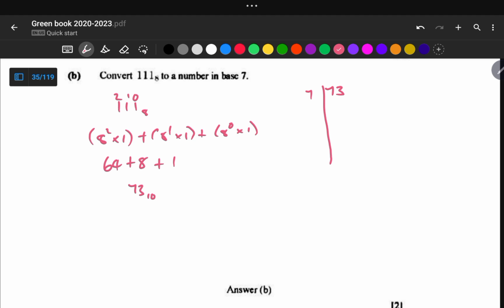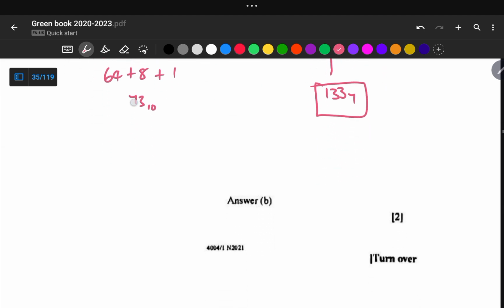So we divide this 73 by 7, and it is 10, remainder 3. And if we divide 10 by 7, it is 1, remainder 3. And if we divide 1 by 7, it is 0, remainder 1. And then consider this direction like this. So our number is 133 in base 7. So here is our final answer for this question 8b.